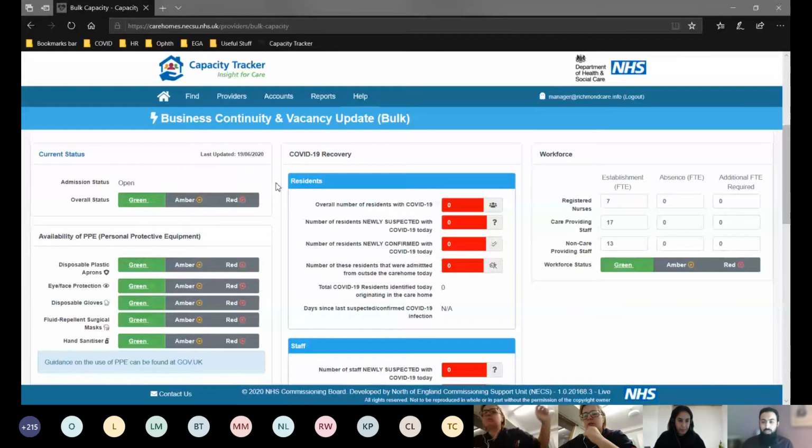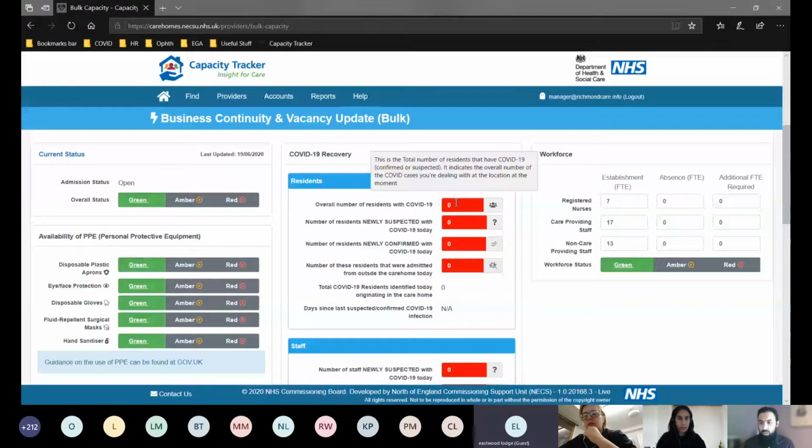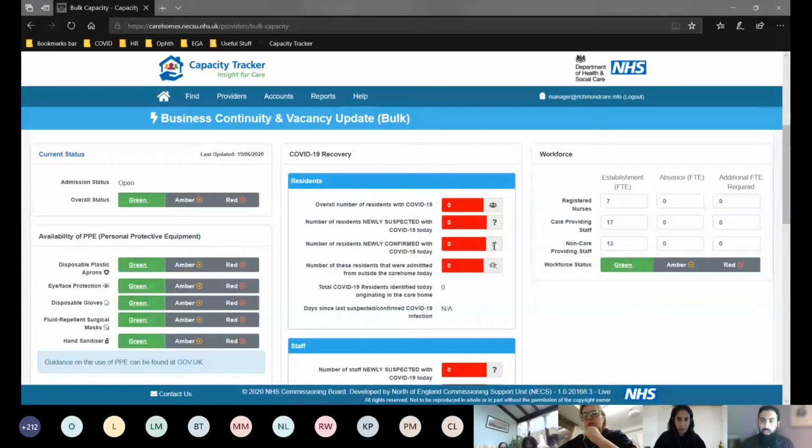So these are the new COVID-19 questions that we have. The top box is the overall number. Are we looking at the Capacity Tracker table? Yes, can you see that okay? Yeah, we've got it. Perfect.